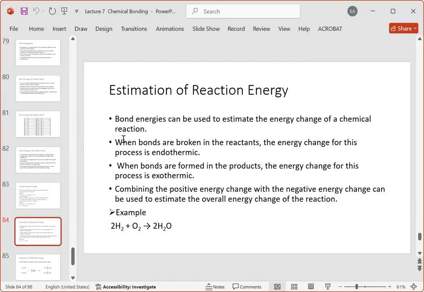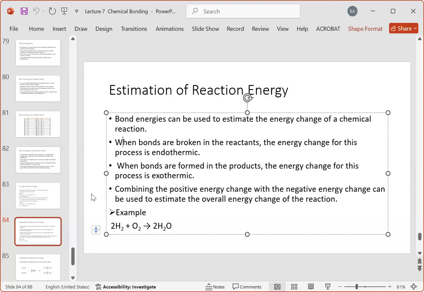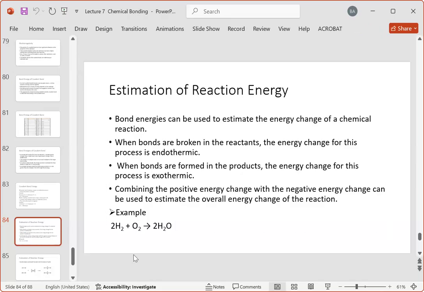So here, for example, we have a hydrogen molecule and an oxygen molecule combining to form 2 moles of water. 2 moles of hydrogen, 1 mole of oxygen, these give 2 moles of water. So how do you go about it? The bonds of the hydrogen have to break, and the bonds of oxygen have to break. Remember we said that bond breaking is endothermic, and an endothermic process is a positive process.